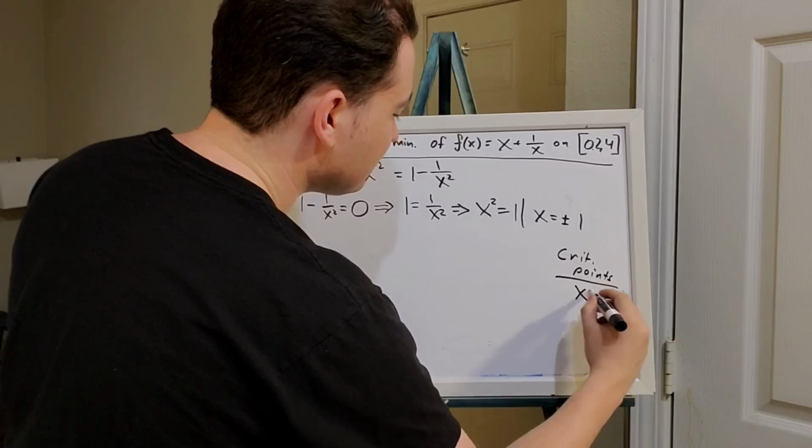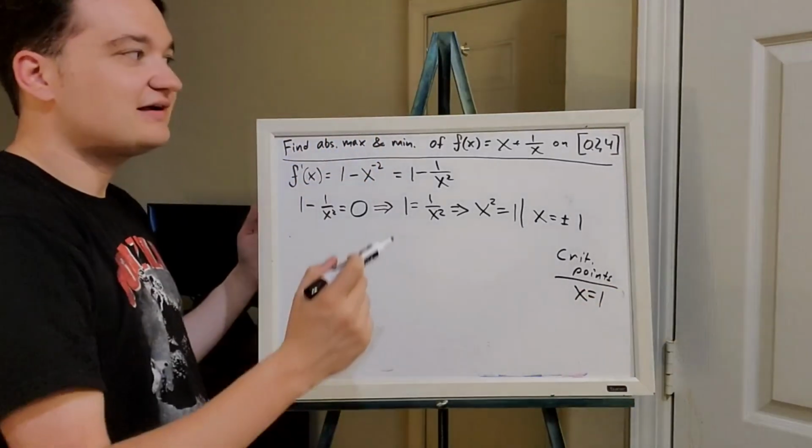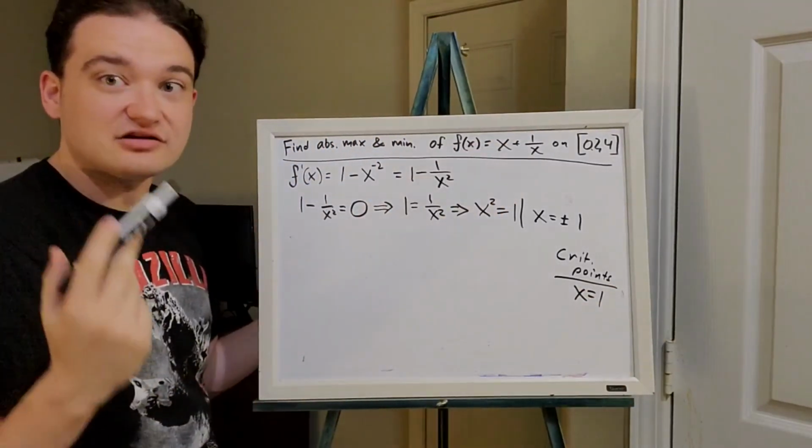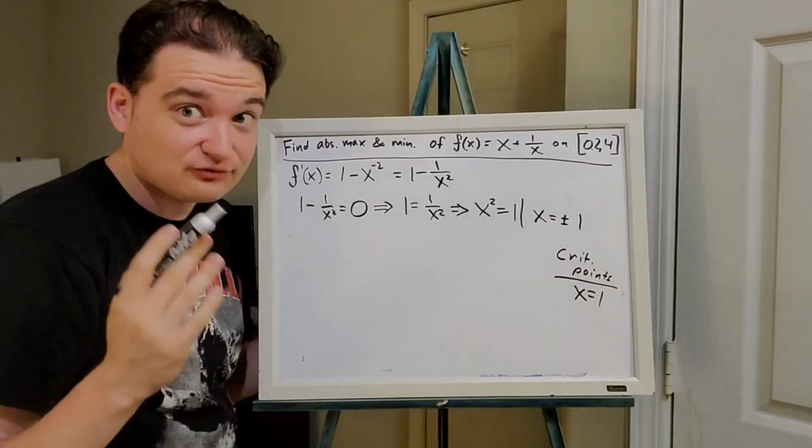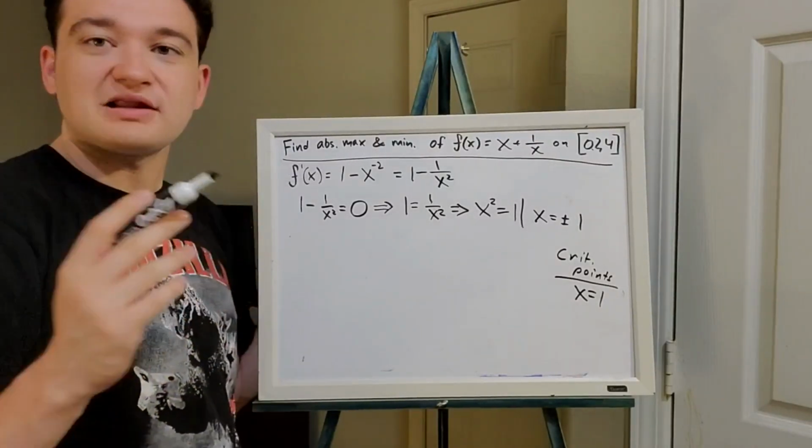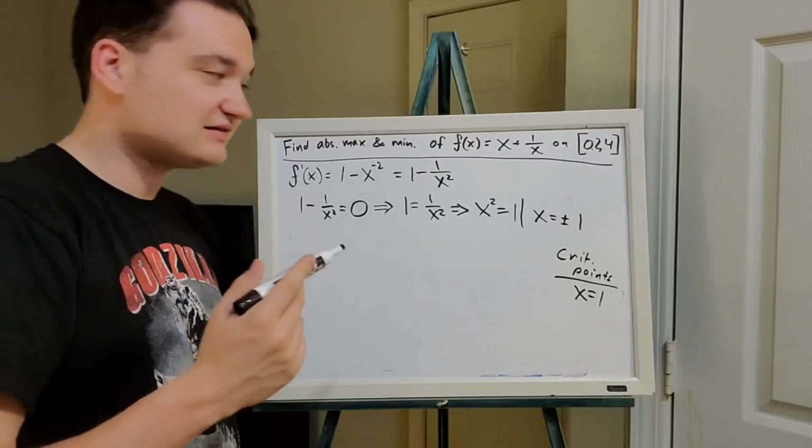X equals 1 is a critical point for us in this interval. It's something we need to look at. X equals 1, -1 is not. We're also going to look for places where the derivative doesn't exist.